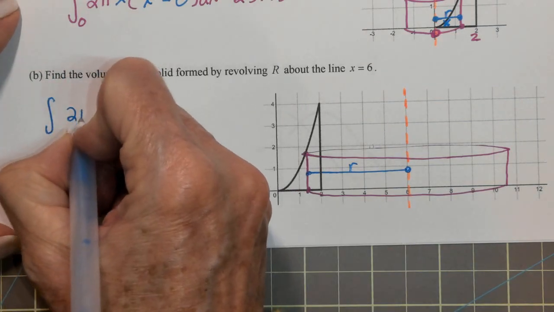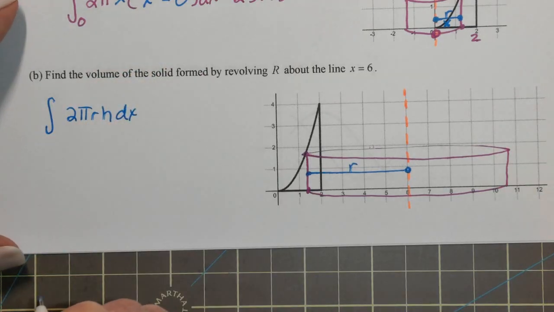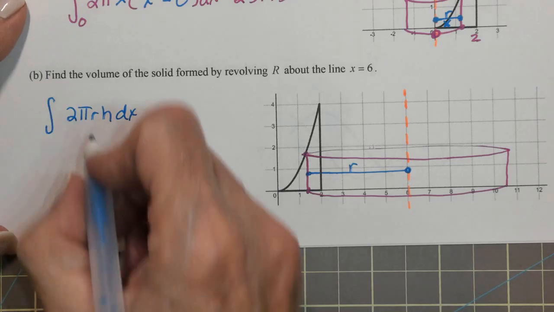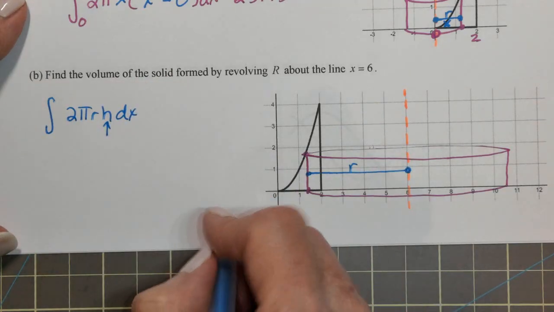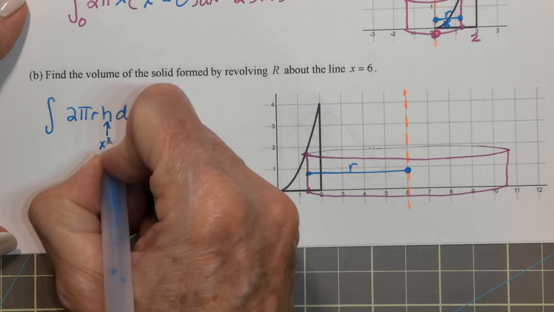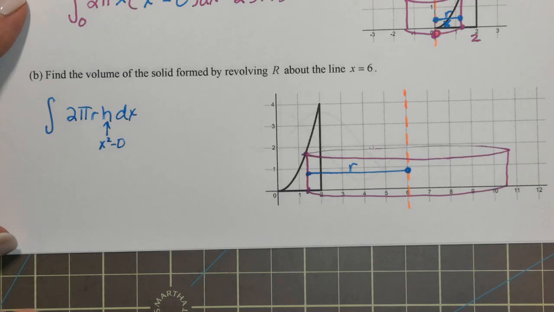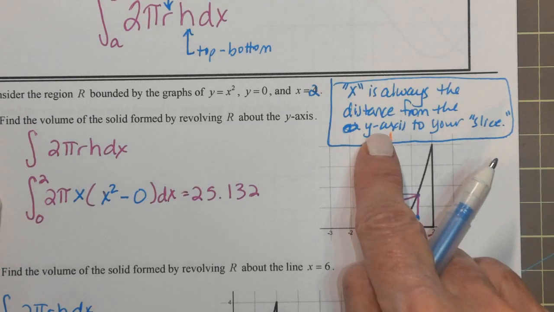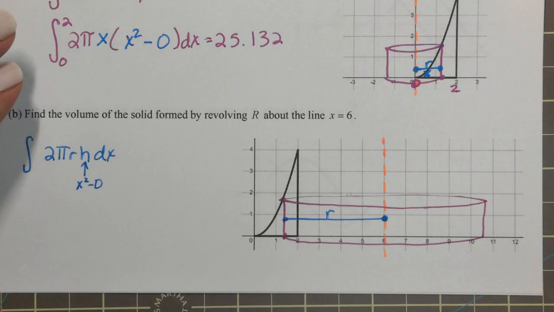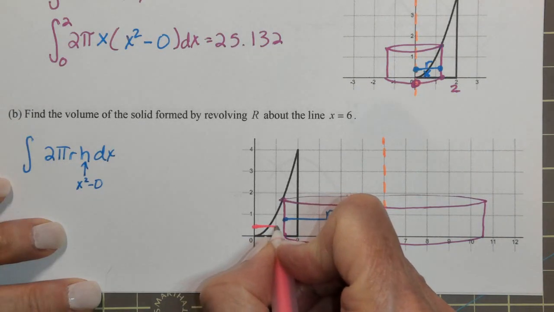So still 2 pi RH. Remember that, 2 pi RH. H is the easy one. H is top minus bottom of your region. So H is going to be the x squared minus the 0. R is the only thing that makes this even vaguely tricky, and it's really not that tricky if you remember that x is the distance from the y-axis to your slice.